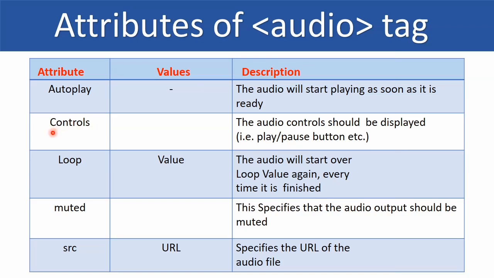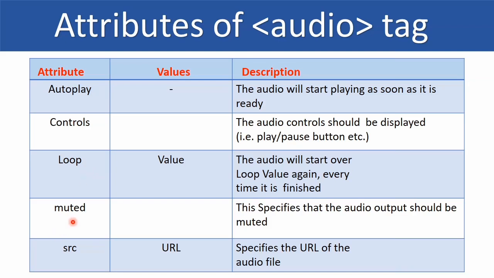The second attribute is controls. The controls attribute will display the controls, meaning the buttons, with your audio file. What buttons will be displayed? Play, pause, fast forward, etc. So for that purpose we can use the controls attribute. The next attribute is loop, which sets how many times you are going to play the audio file: 1 time, 2 times, 3 times. This will play your audio file again and again. Suppose you give 3 times, the audio file will play 3 times.